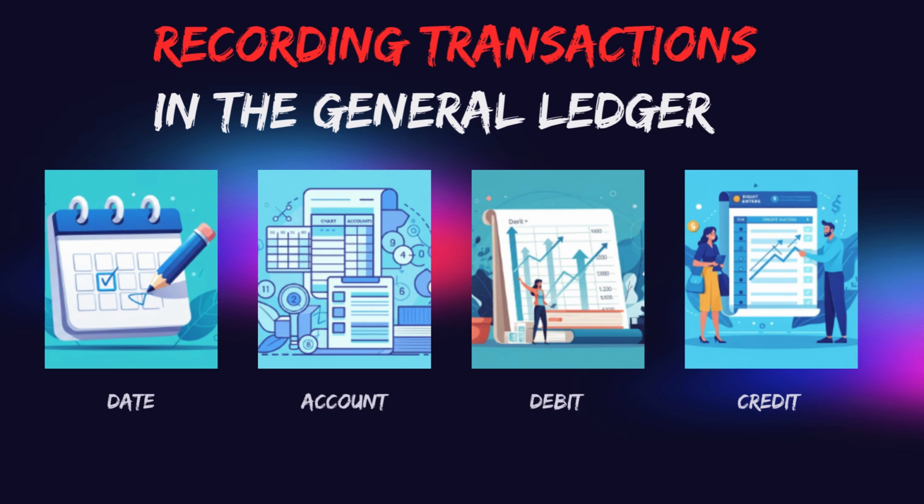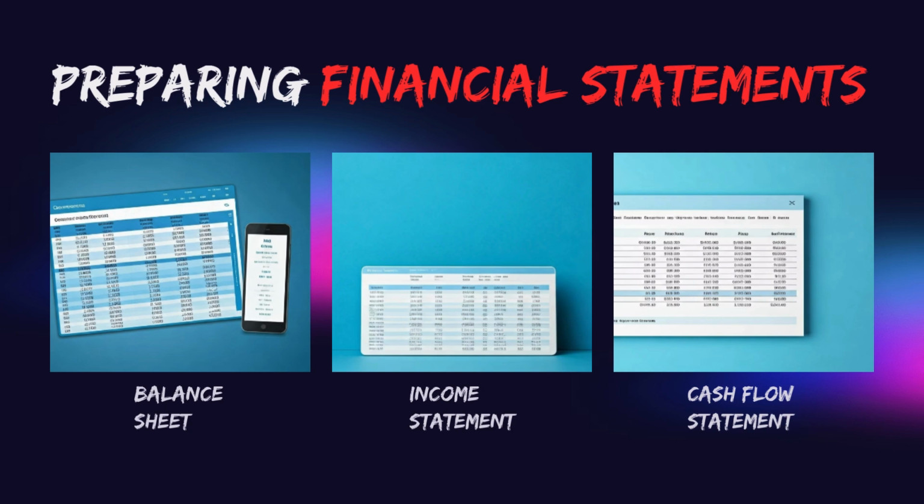Remember that debits must always equal credits to maintain the accounting equation: assets equals liabilities plus equity. Balance sheet. A snapshot of a company's assets, liabilities, and equity at a specific point in time. Income statement. Summarizes a company's revenues and expenses over a specific period, showing its profitability.